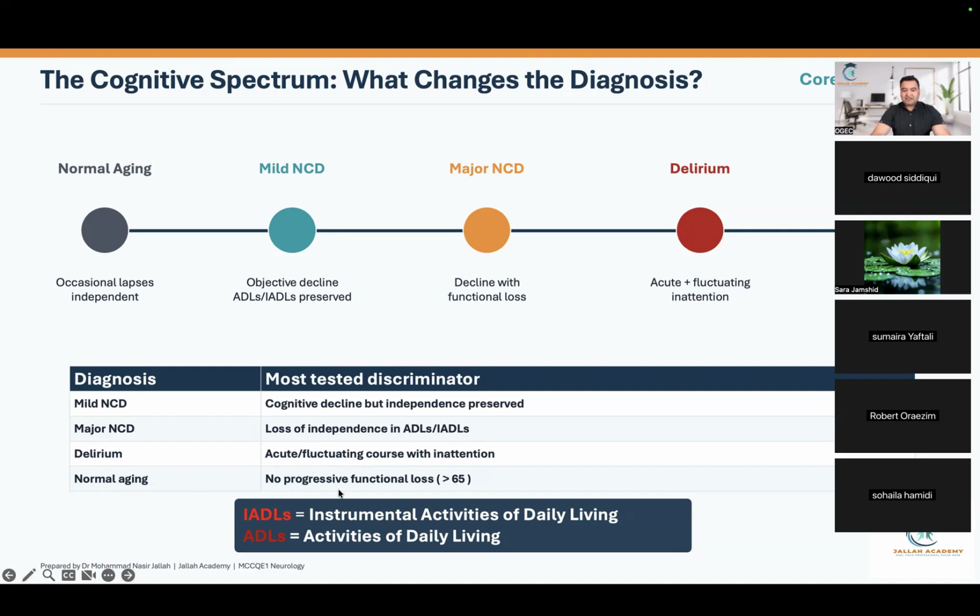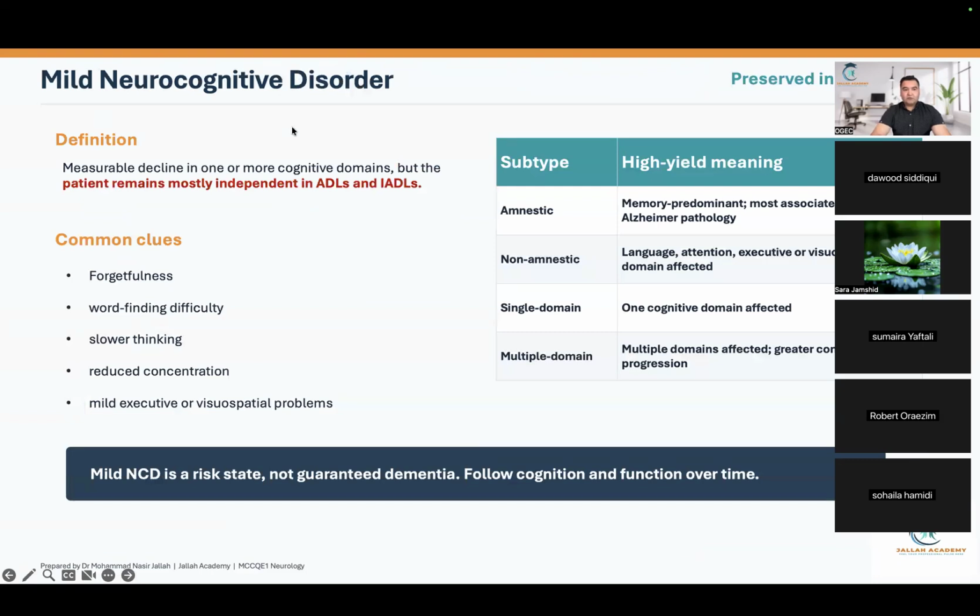Normal aging: no progressive functional loss, usually 60 or above, 65 would be the cutoff. IADL is instrumental activity of daily living. ADLs are the activities of daily living. Now, mild neurocognitive disorder, the definition is measurable decline in one or more cognitive domains, but the patient remains mostly independent in daily life activity. So the common clues: the patient will have forgetfulness, word finding difficulty, slower thinking, reduced concentration, mild executive or spatial problems.